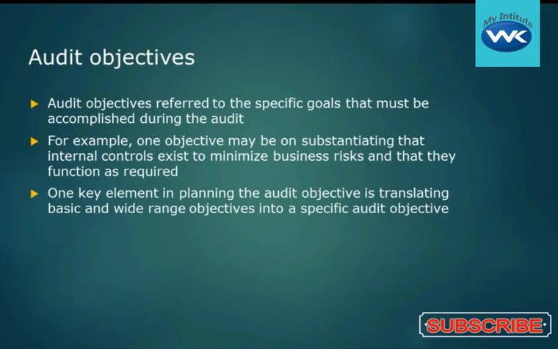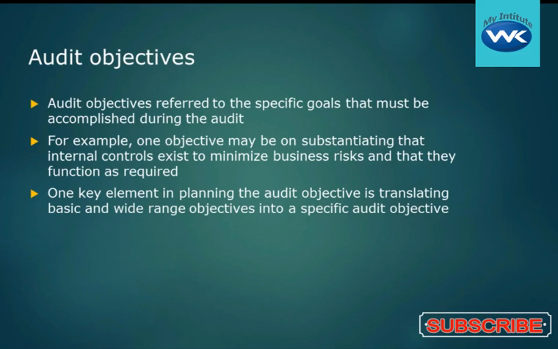Basically, your goal, the objective, is to audit, let's say, this control. Then that is your goal, and that's what you should finish or accomplish to successfully complete the audit. So you might have an objective of substantiating that internal controls exist to minimize business risks, and to make sure that those controls are functioning as required.